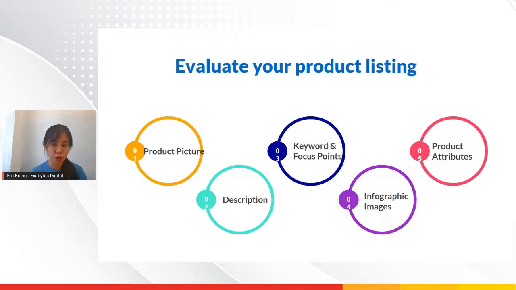Fifth is you should complete your product attributes and information. For example, if you are selling a food product, you need to have the expiry date, whether it's halal or not, and whether it contains any allergens.